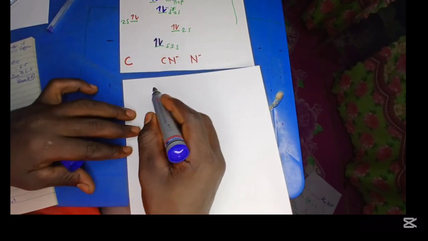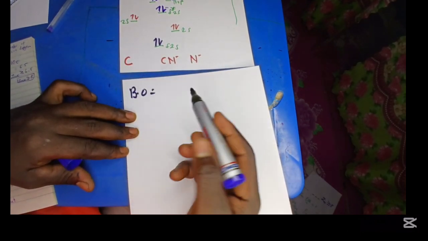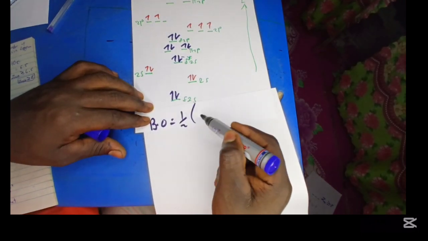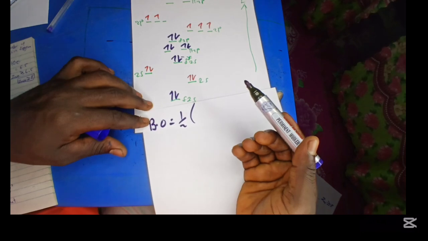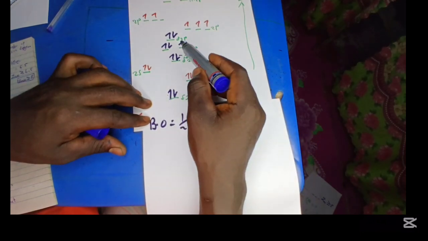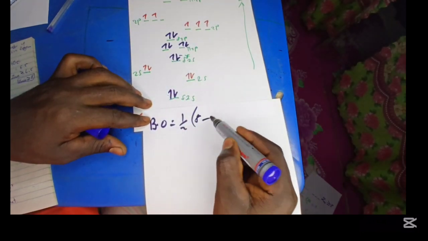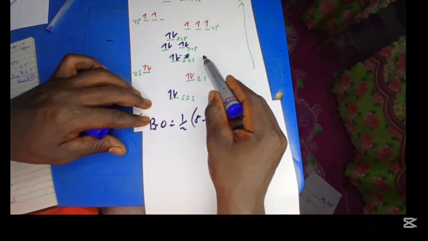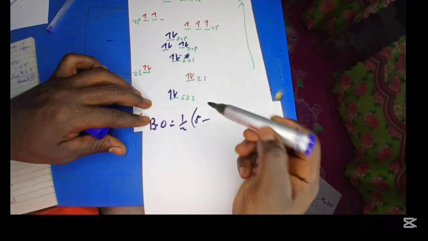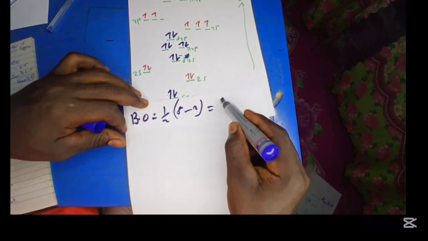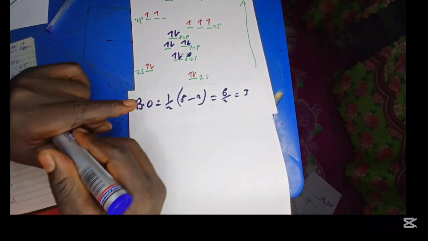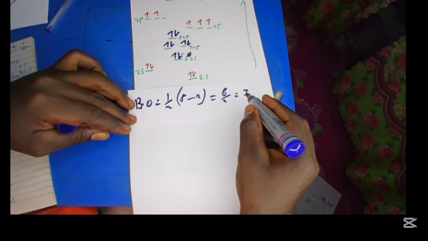So the next thing we have to do is to calculate the bond order. Bond order equals half of the total number of bonding electrons minus the total number of anti-bonding electrons. So we have 1, 2, 3, 4, 5, 6, 7, 8. 8 minus the only anti-bonding orbital we have here, which is sigma star 2s, which contains 2 electrons. So we're going to get 6 over 2, which is 3. So the bond order for CN minus is 3.